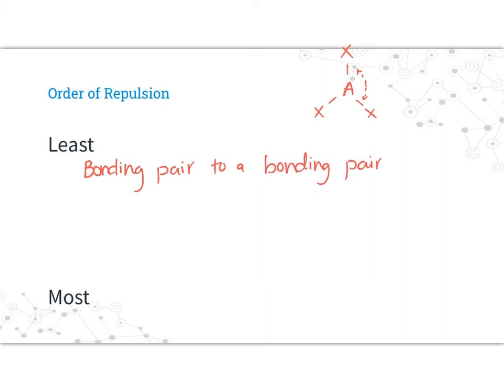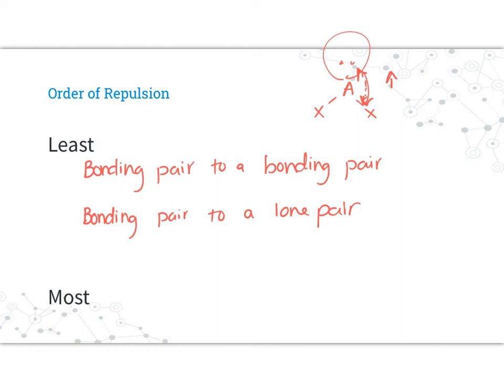Who takes up the most? Well, remember, lone pairs repel more. So more repulsion would come from a bonding pair to a lone pair. What this means is this takes up more space. They push harder against one another. So if this X became a lone pair, this repulsion between these 2 pairs of electrons increases. Now, the greatest amount of repulsion is if we have a lone pair to a lone pair.